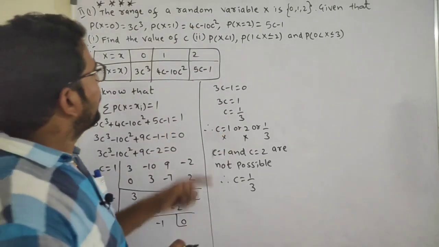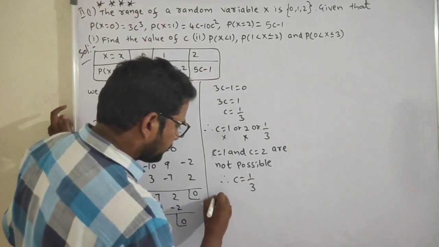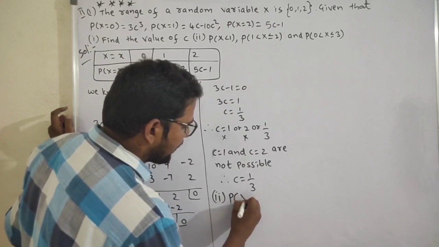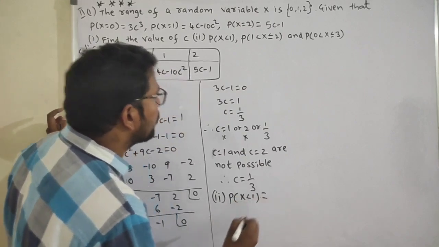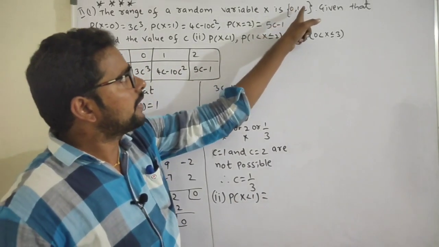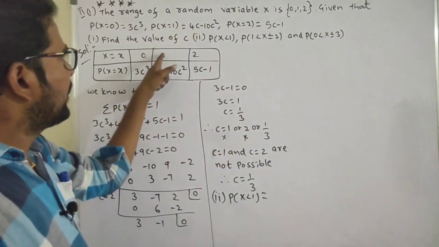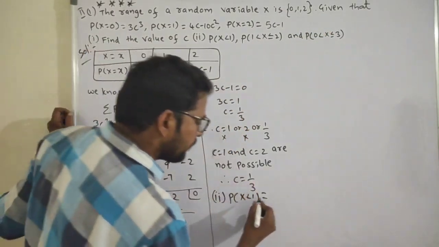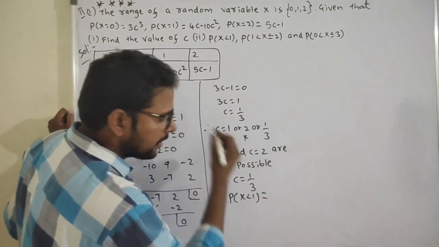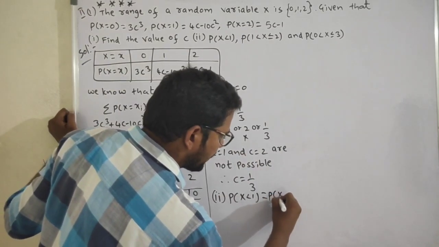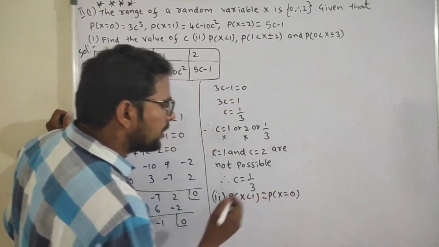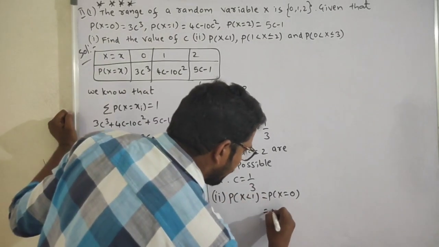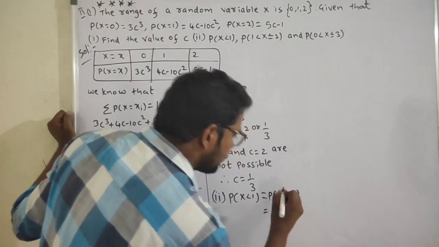Next, what we have to find is the second one: P of x less than 1. X less than 1 means what should we take? The x values are 0, 1, 2. x value less than 1 means 0. So P of x equals 0, x is equal to 0. What is the probability of x equals 0? 3c power 3. Now substitute the c value.